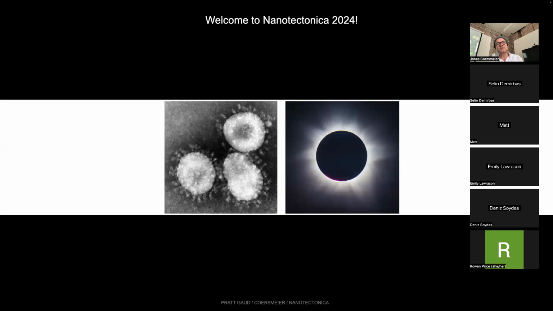And there was always an interesting conversation about the scientific, even medical, but also the cultural implications that the virus had. We see here a solar eclipse on one side, and the virus under an electron microscope on the other side. One is at planetary scale. The arrows that go out from the sun in the image on the right are referred to as the corona of the solar eclipse, and that is where the name really comes from, just like the spikes of the little coronavirus.